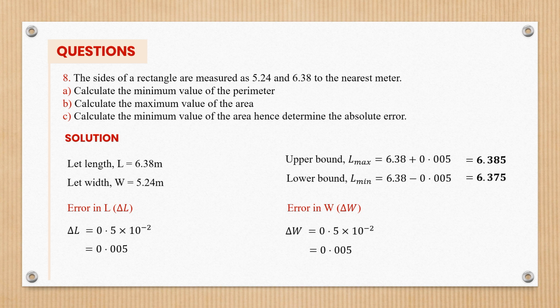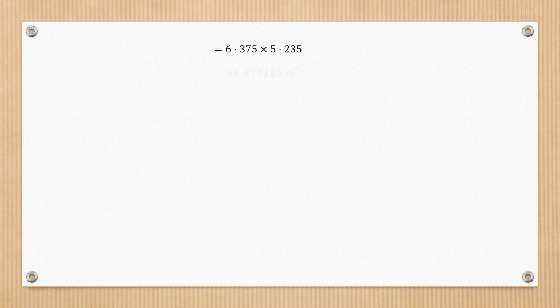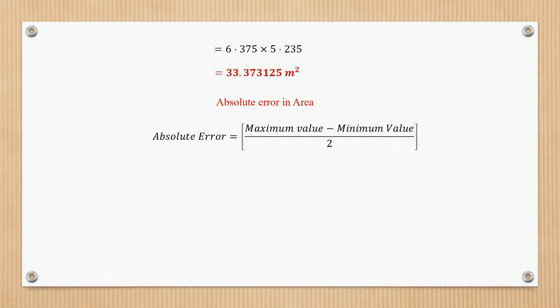Then in part C, we're being told to get the minimum value of the area and hence determine the absolute error. So for part C, minimum area shall be gotten from this. So remember, when we find a minimum and we're dealing with product, we'll have L min times W min, of which I'll have it this way. So the answer shall be 33.373125 meters squared.